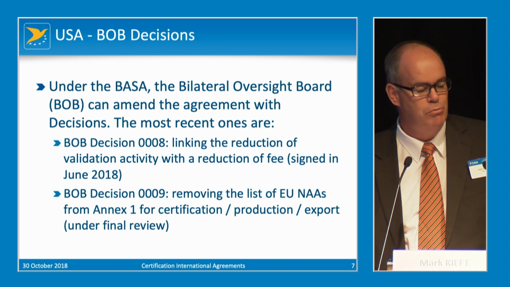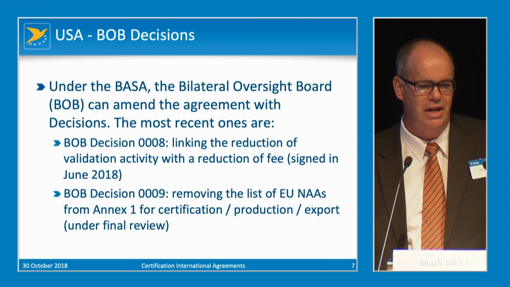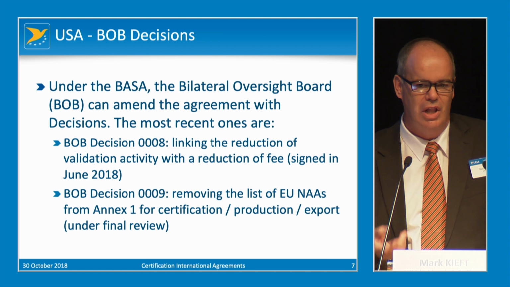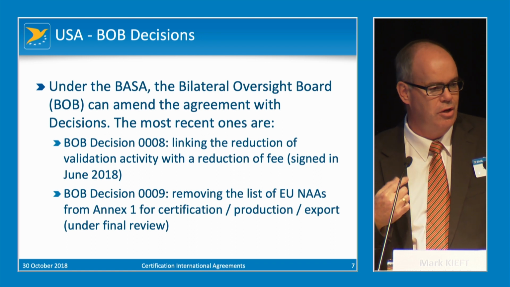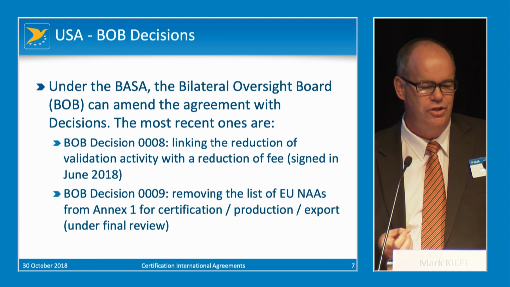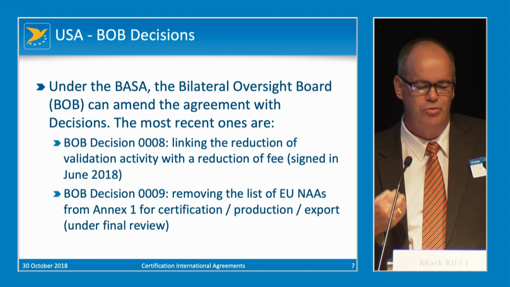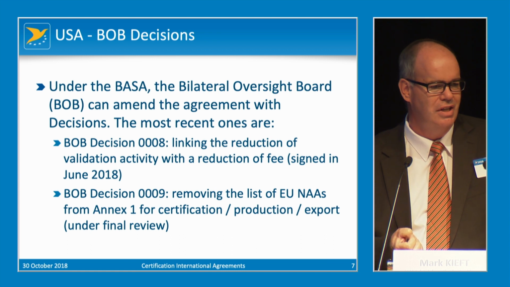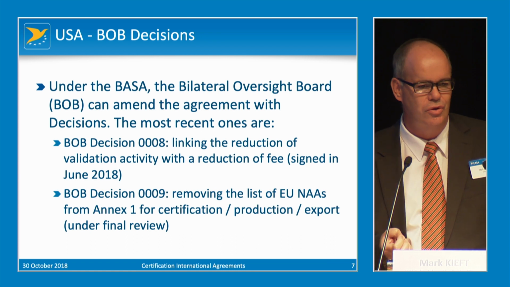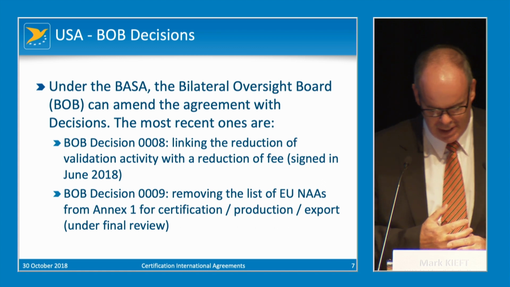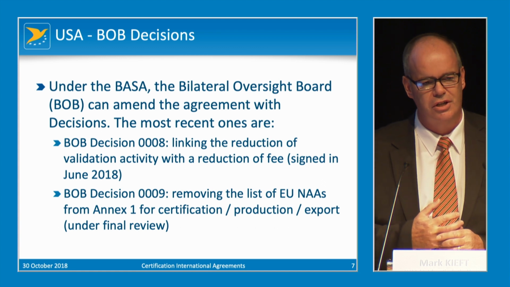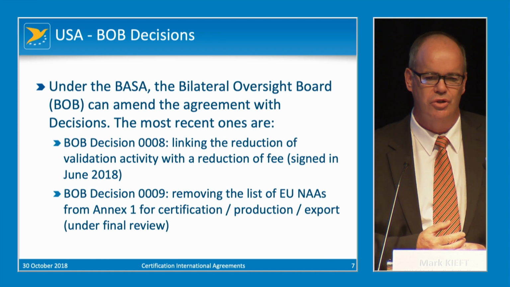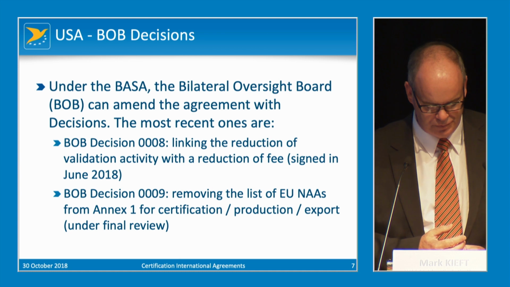BOB 9 is removing this list and just making it clear that because of the one system in Europe, all have the same privileges. To go hand in hand with that, of course, we needed to improve, well, not improve, but clarify mutual acceptance of each other's certificates, and also to ensure the mutual confidence. So there's some wording being added in BOB Decision 9 which will ensure mutual confidence of each other's systems.